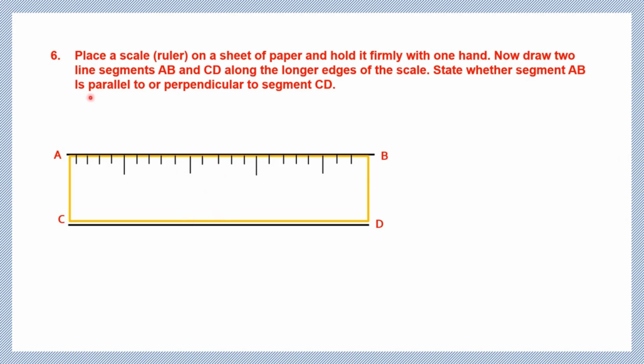So what do we know about them? That they are parallel to each other. So the line segment AB is parallel to line segment CD. So this is the symbol for parallel lines. So this is how you can write.